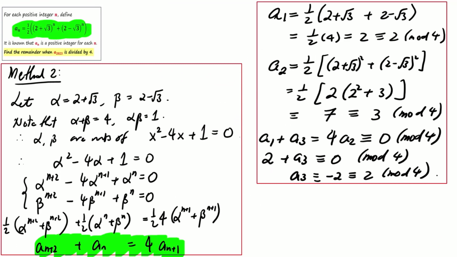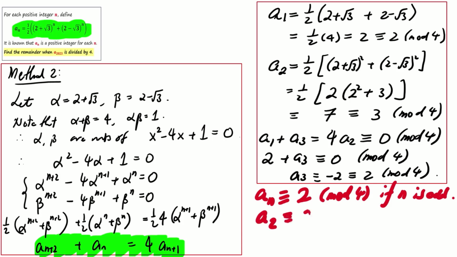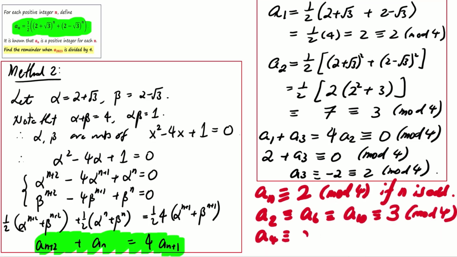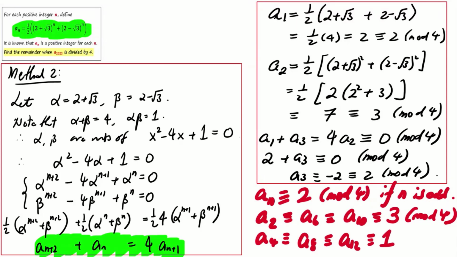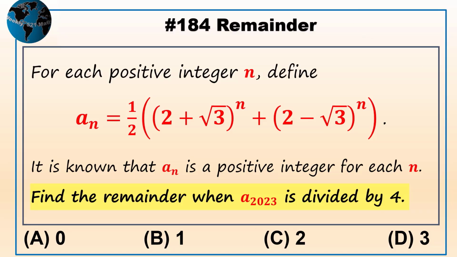So using this relation and a bit of calculation, we can conclude that a_n is congruent to 2 mod 4 if n is odd. We also know that a_2 will be congruent to a_6, will be congruent to a_10, and so on and so forth, and is always congruent to 3 mod 4. And finally, a_4 will be congruent to a_8, will be congruent to a_12, and so on and so forth, and it is congruent to 1 mod 4. 2023 is an odd number, and therefore a_2023 will be congruent to 2 mod 4. And again, we get the same conclusion that C is our answer.